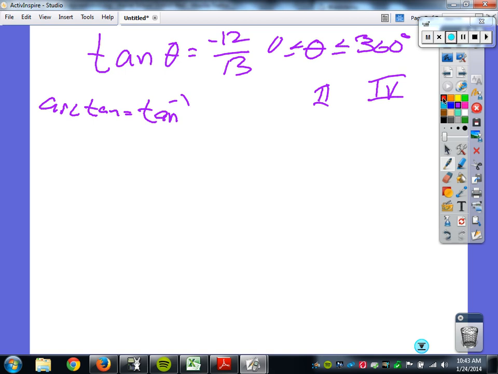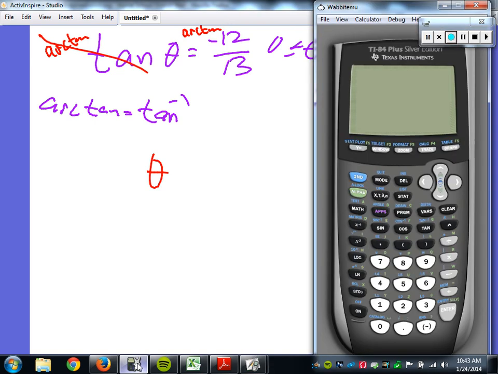Does anybody, from last year, remember what happens anytime you take the arc tangent or the inverse tangent? It gets rid of the tangent and you are left with theta over here. But what you do to one side, you gotta do to the other. So ladies and gentlemen, make sure you're in degree mode on your calculator. Okay? Degree mode on your calculator. And we are gonna go ahead and find the arc tangent of negative 12 over 13.